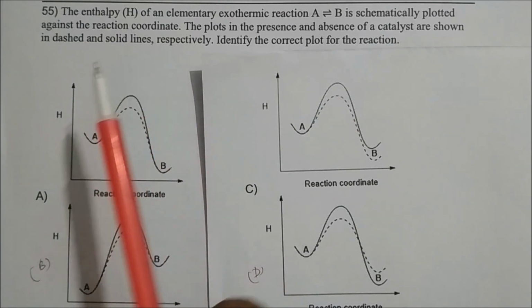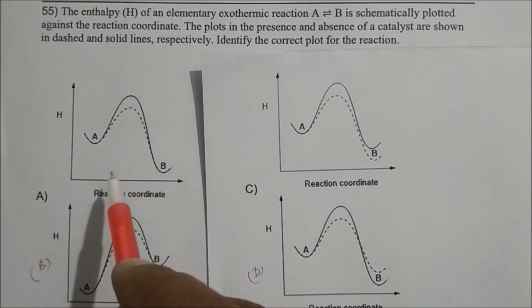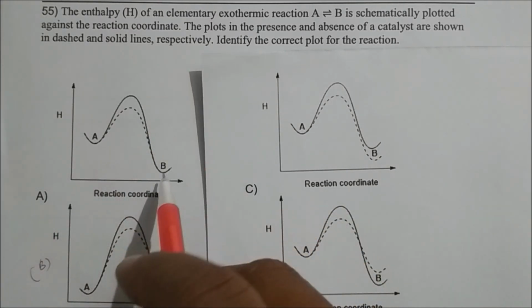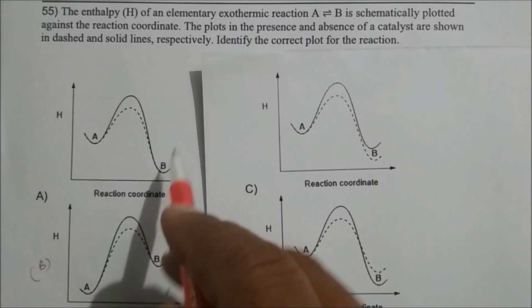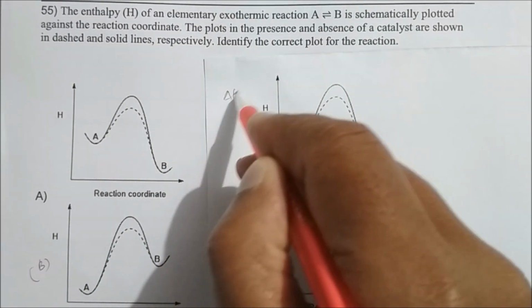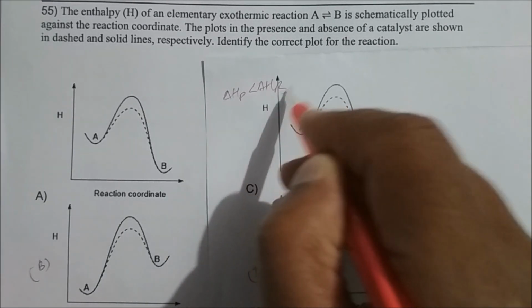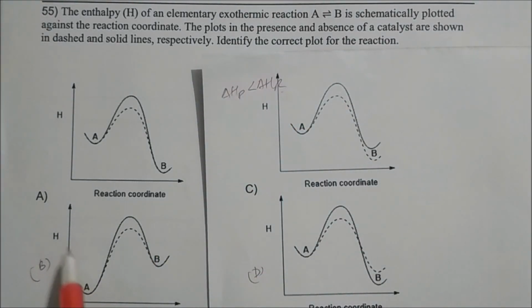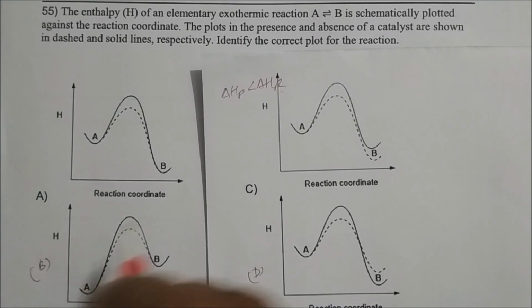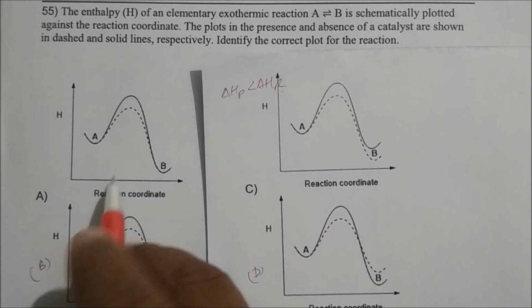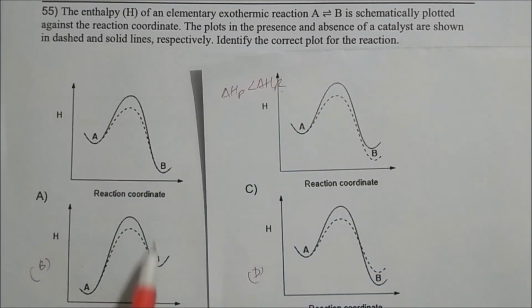So in the absence of catalyst, this is an exothermic reaction, which means the enthalpy of the product will definitely be lower. You can see delta H for the product is always less than that of the reactant. So in this case, we can rule out the B diagram, and we are left with A, C, and D.